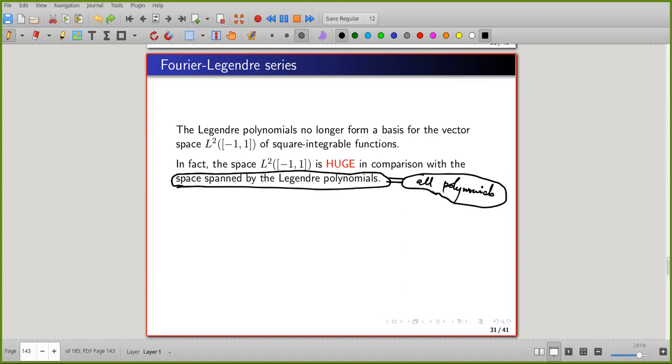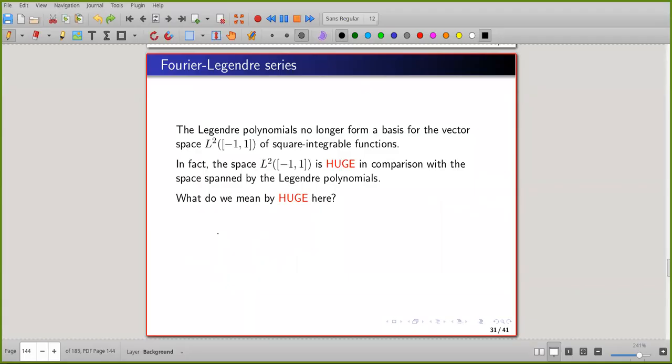When we take the space L2 minus 1 comma 1, it contains enormously many more functions. I can just take any function, something which is 0 and then it bumps up, or I can cook up as many horrible functions as I like. Obviously those are not going to be polynomials, because this function has infinitely many zeros. It's 0 in some interval over here, and a polynomial can never be such a function. So what do we mean by huge here?